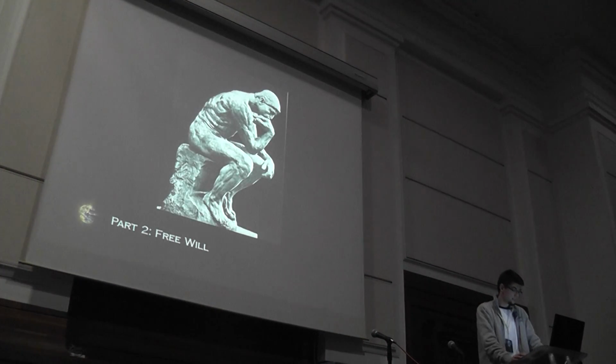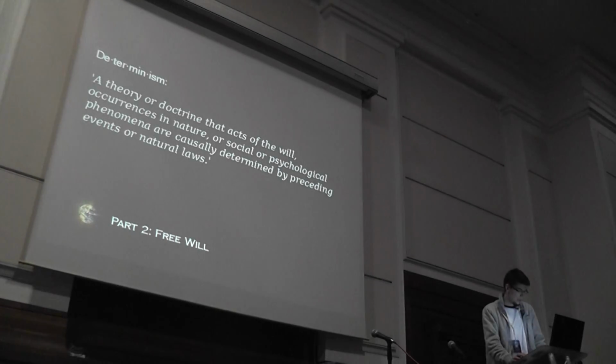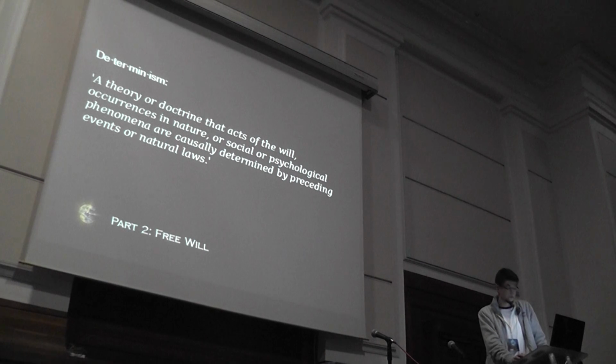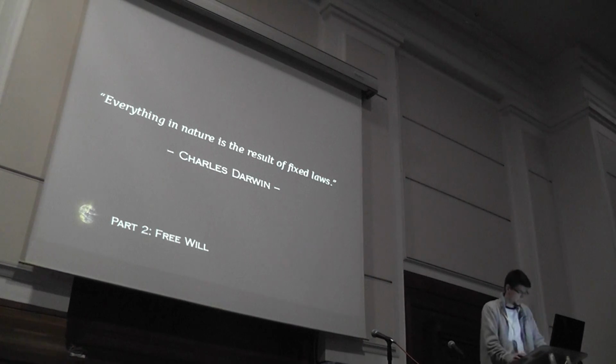For thousands of years, there are, broadly speaking, four positions on the matter. The key issue here is determinism, a theory or doctrine that acts of will, occurrences in nature, or social or psychological phenomena are causally determined by preceding events or natural laws, or in the words of Charles Darwin, everything in nature is the result of fixed laws.